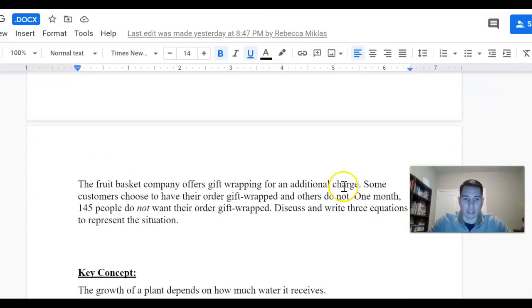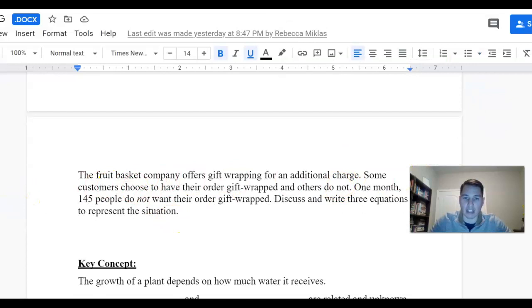All right, then, let's look at the fruit basket company that offers wrapping for an additional charge. Some customers choose to have their gift wrapped and others do not. One month, 145 people do not want their order gift wrapped. Discuss and write 3 equations to represent the situation. Give this a try and we'll come back in a minute.